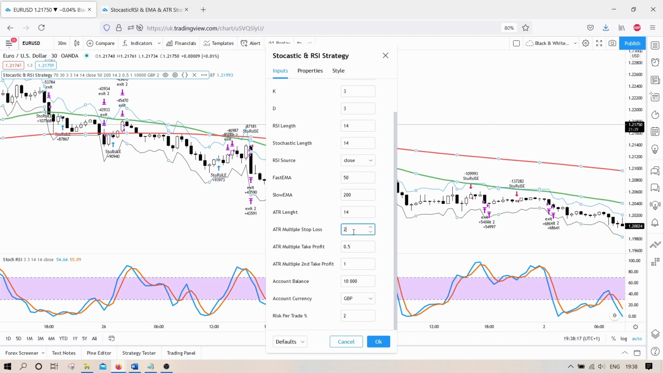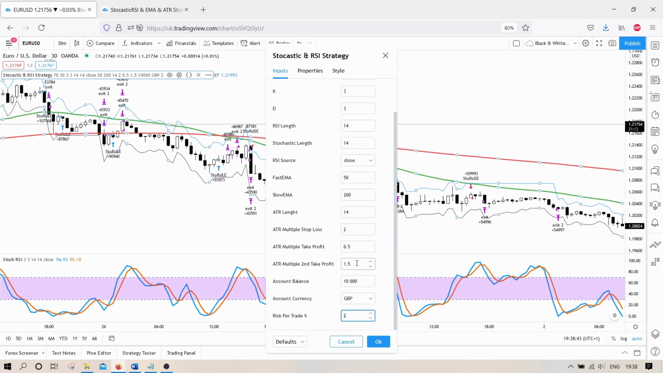We have the ATR multiple stop loss. By default it is set to 2, so that the stop loss is placed 2 times the ATR away from the trade entry. We have 2 ATR multiple take profit targets, but you can put the same number in each if you just want 1 take profit target. We have account balance. This is for risk management, so that we are only risking a certain percentage of our account value on each trade. You can adjust these settings as you like.